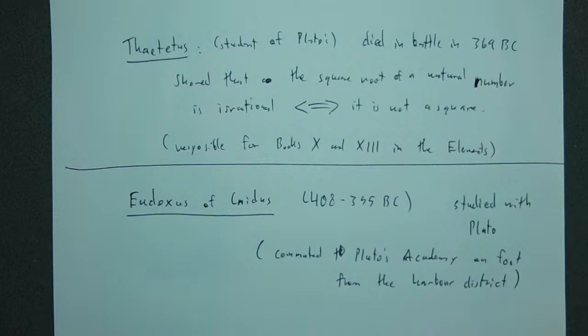Eudoxus was an Epicurean before Epicureans were cool. So he agreed with Epicurus that basically hedonism was the way, maximizing pleasure, minimizing pain.